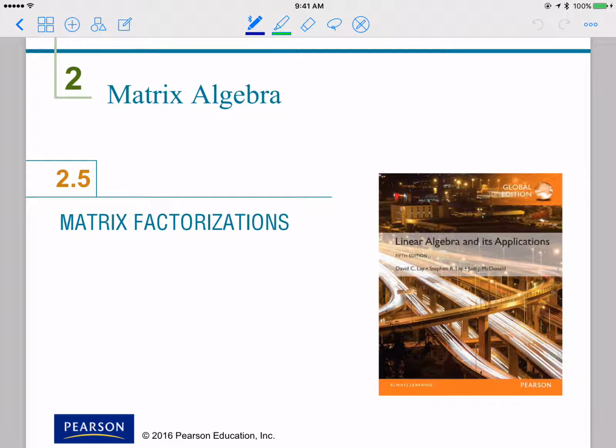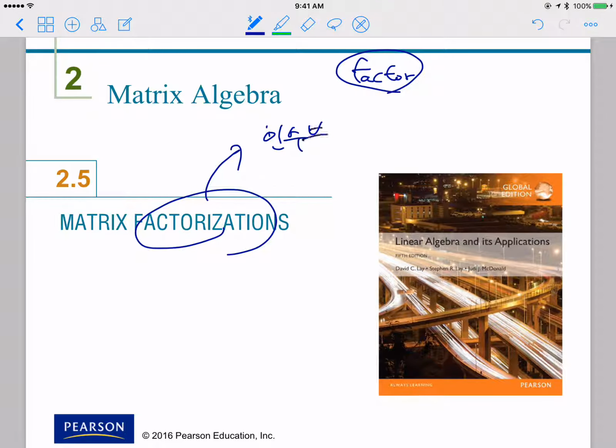So today we discuss something called matrix factorization. So factorization means, it is called something in Korean. Does anyone know what it is called? What is a factor or factorization? In Korean, it is 인수분해. Okay.